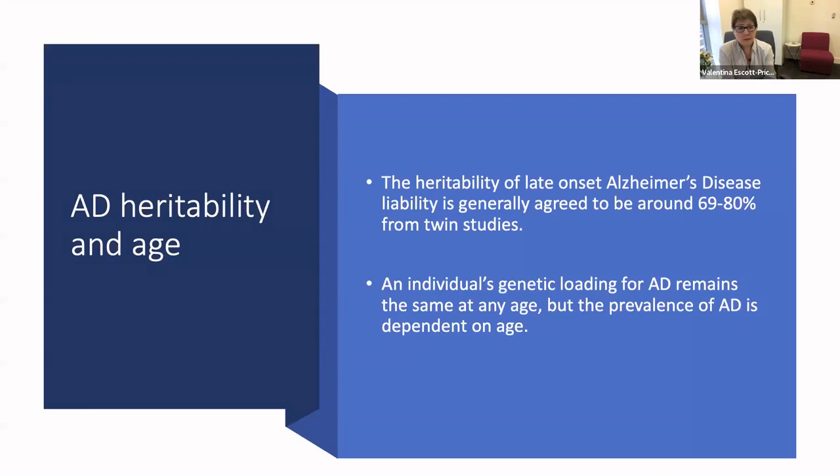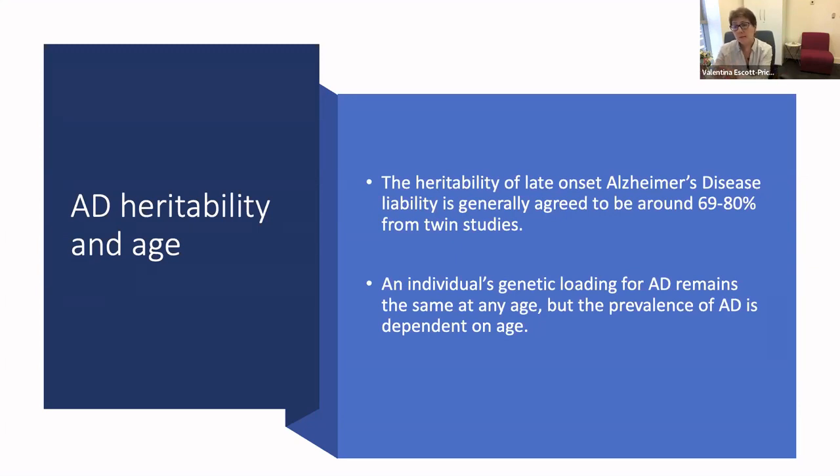Now, since we're talking about genetics, we should briefly touch upon the heritability of Alzheimer's disease. From twin studies, it is agreed to be between 69 and 80%, broad-sense heritability, accounting for the environment, for the shared environment between twins, and for genetics. I will be talking about SNP-based or genetic heritability in a second. What is also important for my talk, and for you to remember, is that an individual has the same genetic value for Alzheimer's disease at any age. However, as I showed on the previous slide, the prevalence of Alzheimer's disease is dependent on age.